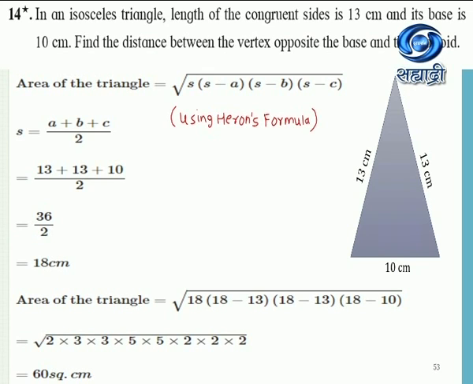So finally, 18 minus 13 is 5, 18 minus 13 is 5, and 18 minus 10 is 8. Here 18 is written as 2 into 3 into 3, 5 into 5, and 8 is written as 2 into 2 into 2. All this is just to find the square root. As 2 comes 4 times, we can take it as 2 to the 4, to the 8, to the 16, so 4; 3 into 3, so 3; and 5 into 5 under root gives 5. Final answer is 60 square centimeters.